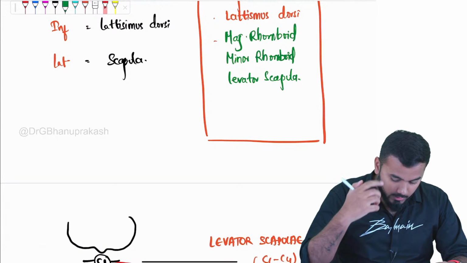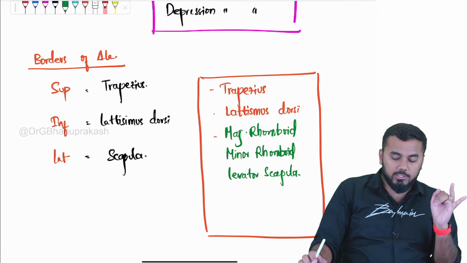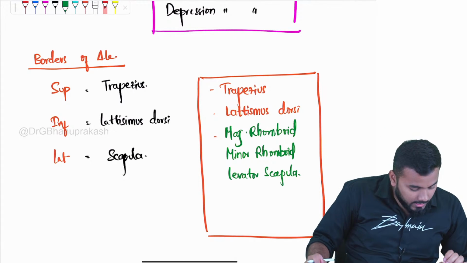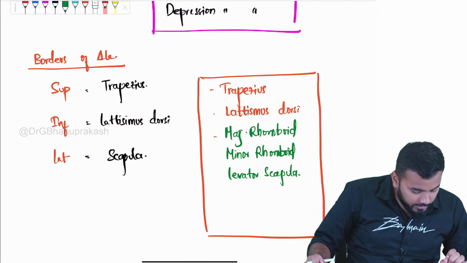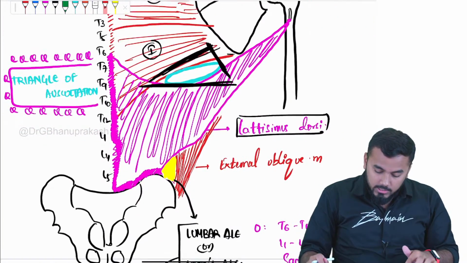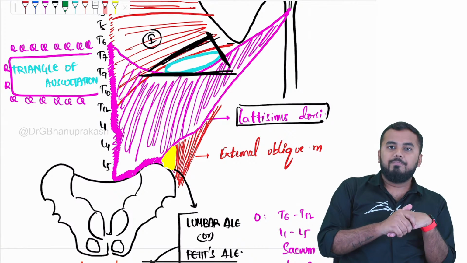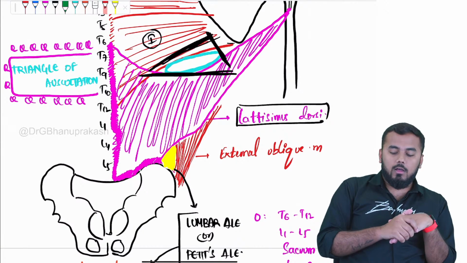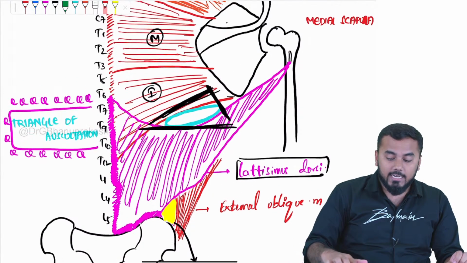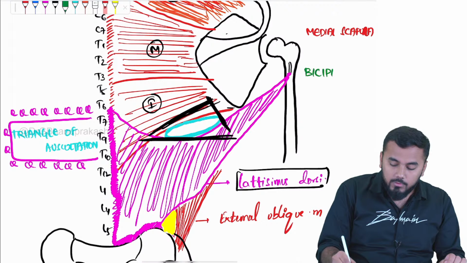Nice. So what muscles do I have on the back? Trapezius, latissimus dorsi, major rhomboid, minor rhomboid, and levator scapulae. Do you want me to explain the function of latissimus dorsi? I told you that latissimus dorsi is responsible for forming a triangle called the triangle of auscultation. And latissimus dorsi inserts into the bicipital groove.